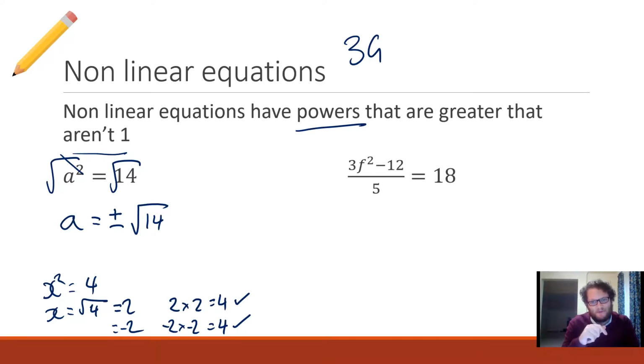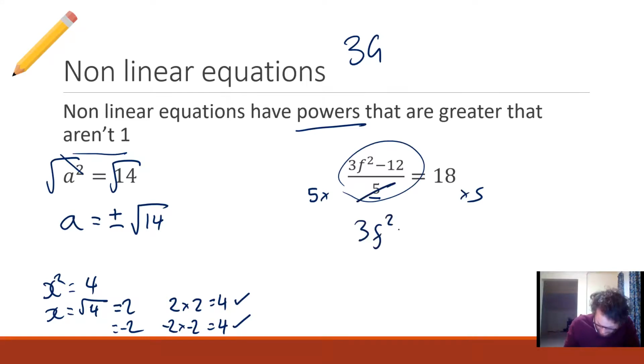With this example on the right, it's the same sort of thing except there's a couple more steps. 3f squared minus 12 divided by 5 equals 18. Okay, first thing I need to do is find what is the furthest thing away from the f squared on this side of the equation. The furthest thing away from the f squared is this divided by 5. So I'm going to cancel that out by multiplying both sides by 5.